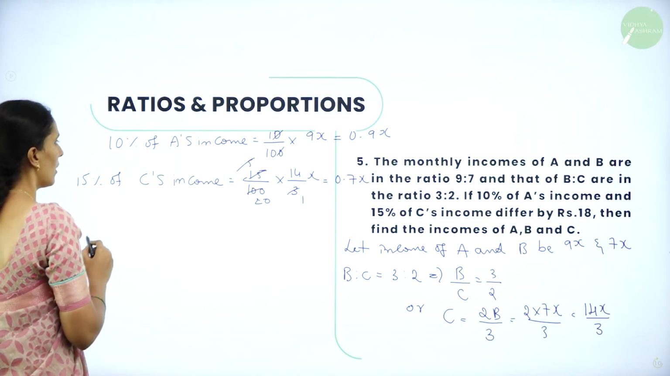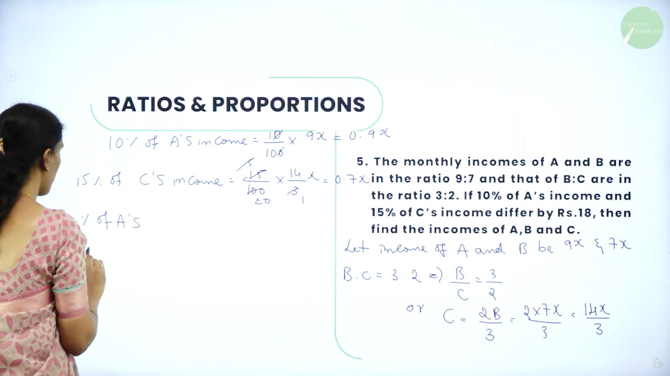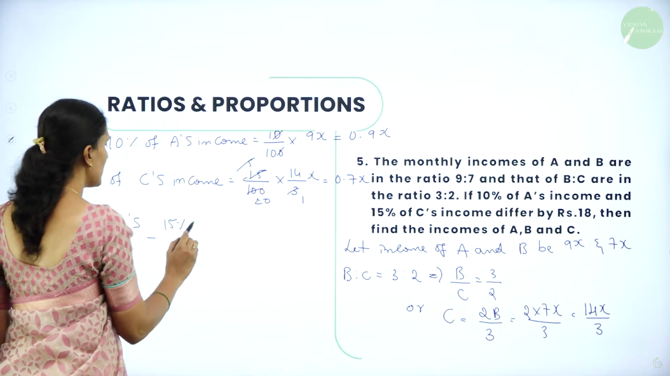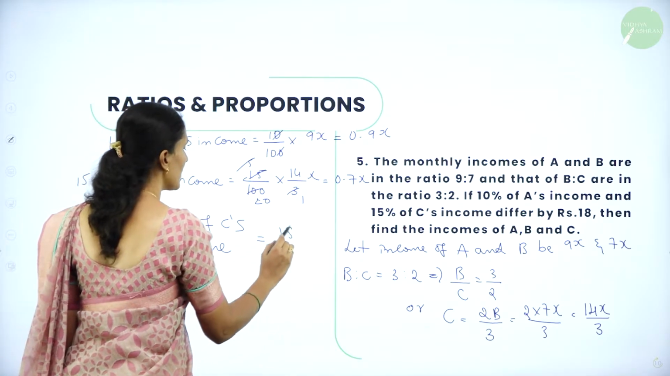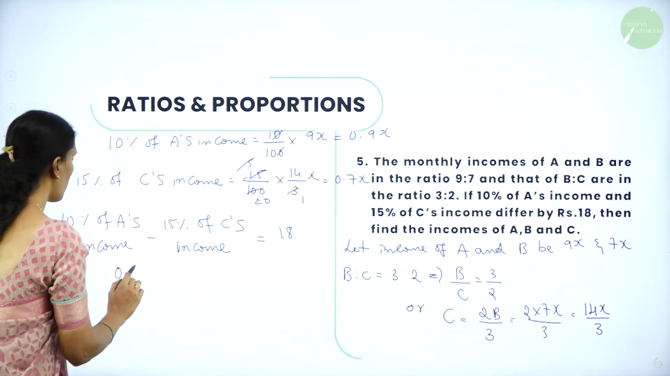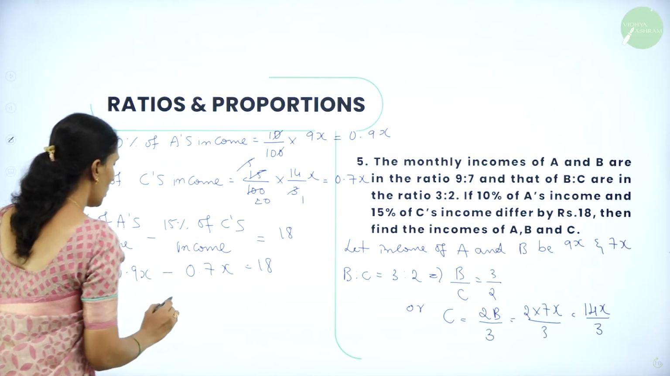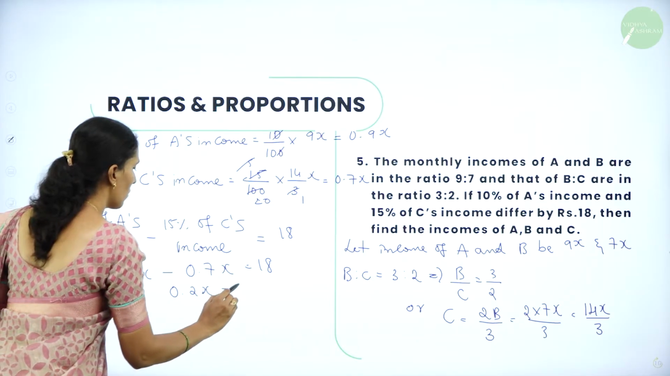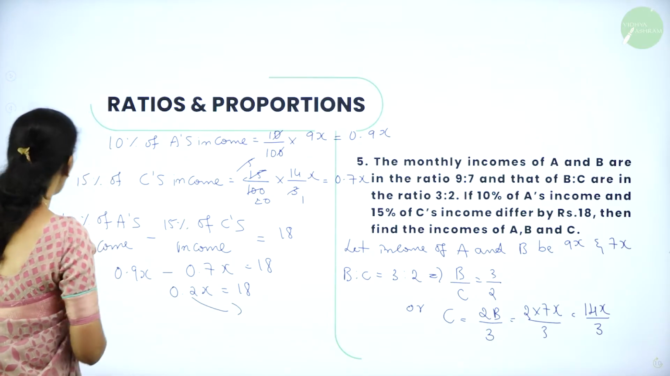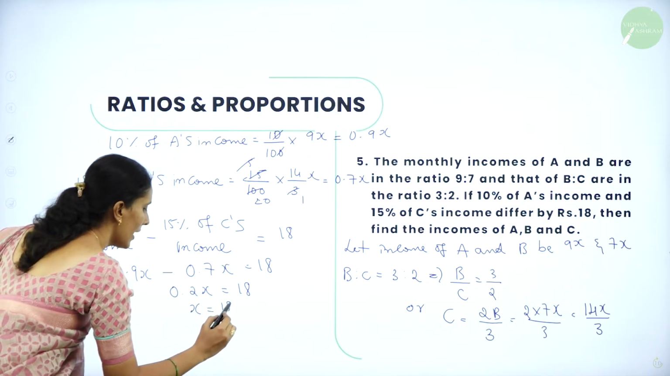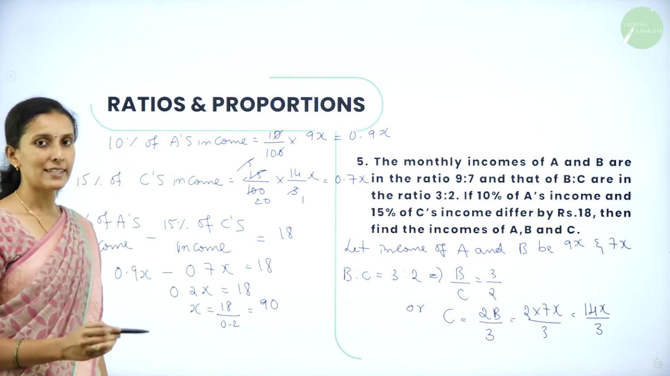So therefore, 10% of A's income minus 15% of C's income is equal to rupees 18. So what is this? 0.9x minus 0.7x is equal to 18, which is 0.2x is equal to 18. If I divide 18 by 0.2, so x is equal to 18 divided by 0.2, you will get it as 90. So the value of x is 90.